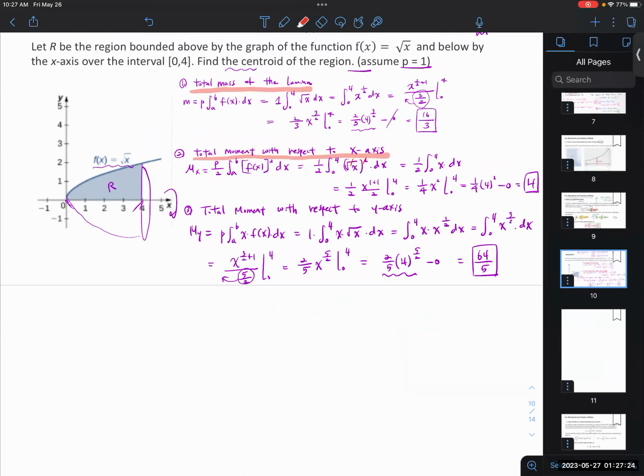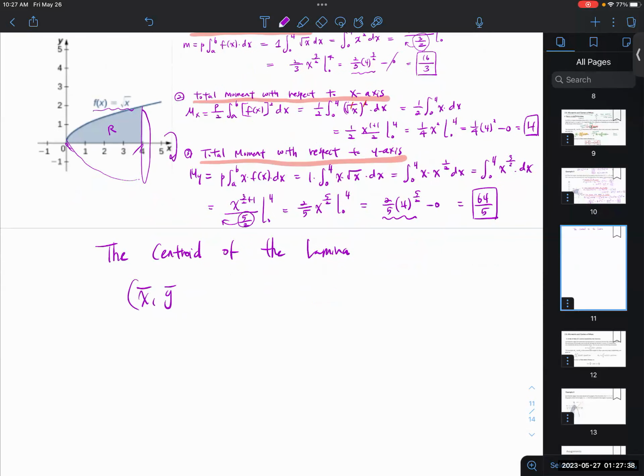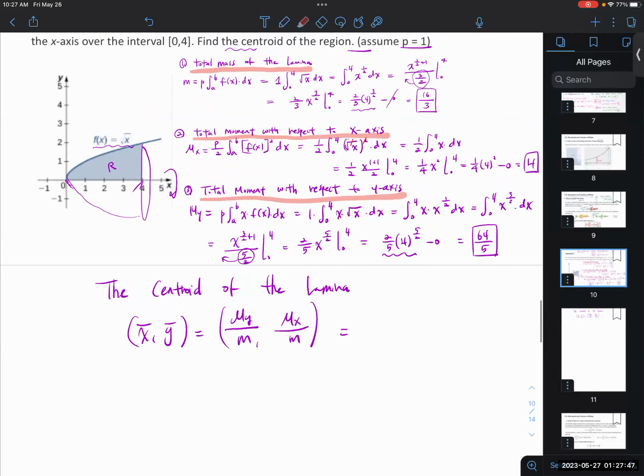Okay, so now we have all three pieces of information. So what is the centroid? The centroid of the lamina, x bar, y bar, will be My over m, comma, Mx over m, correct? So you have all the information right there. So My, 64 over 5, over 16 over 3, that's the total moment over total mass. And then comma, 4 over 16 over 3.